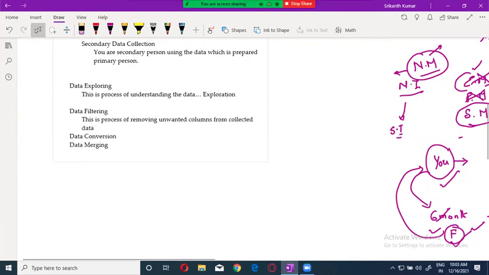Okay, now this is what you are doing. Now you are done this. Perfect. Okay, you are done this. Now what is the process of data conversion and why do we have to do the merging over here?